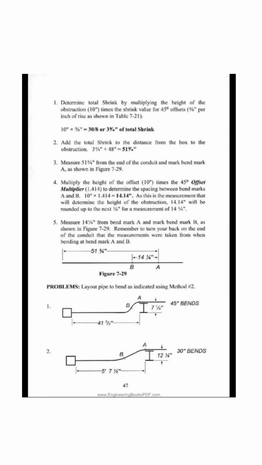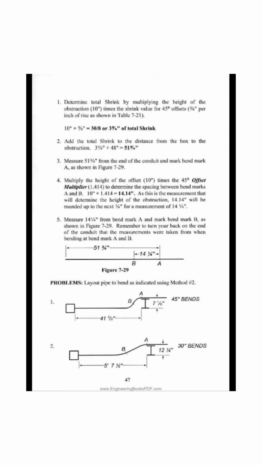4. Multiply the height of the offset, 10, times the 45 degree offset multiplier, 1.414, to determine the spacing between bend marks A and B. 10 inches by 1.414 equals 14.14. As this is the measurement that will determine the height of the obstruction, 14.14 will be rounded up to the next 1/4, for a measurement of 14 1/4. 5. Measure 14 1/4 from bend mark A and mark bend mark B, as shown in figure 7-29.